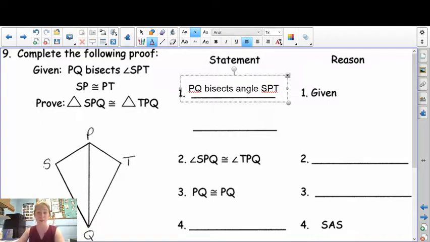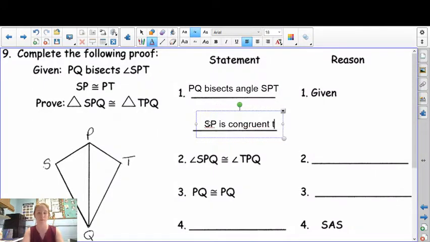All right, so we're writing all the given information. And again, I can't really do angle symbols with the way that Smartboard types, so I'm just gonna write out the words. So we said that PQ bisects angle SPT, and my second line should say SP is congruent to PT.